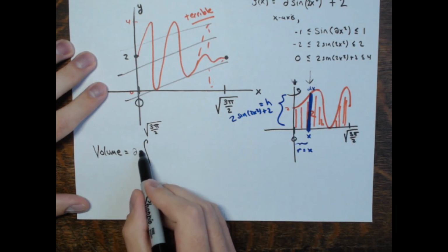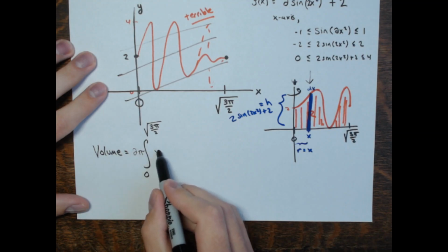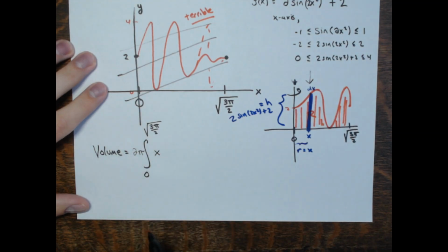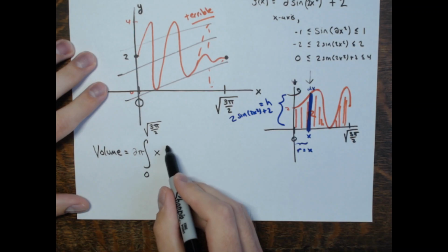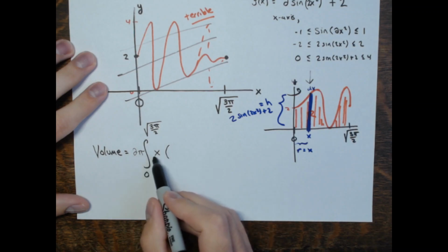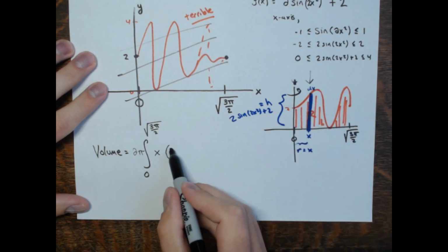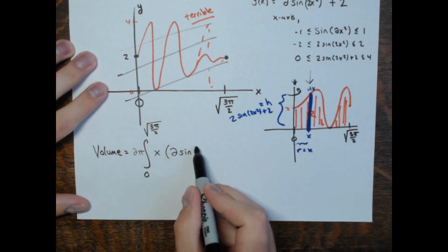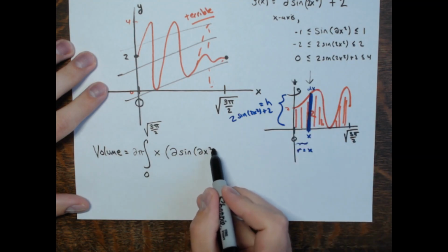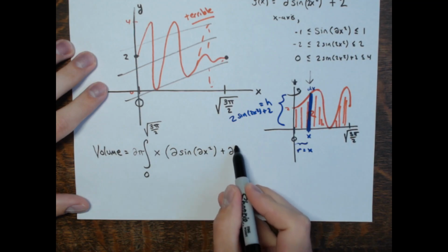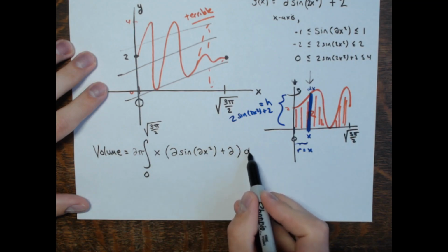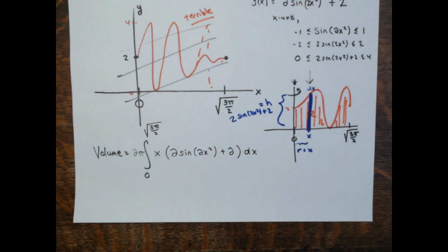So again, circumference 2 pi r. So 2 pi x, I pulled the 2 pi out, times the height, right? Circumference of the shell 2 pi r times the height, which we saw was just the curve, 2 sine 2x squared plus 2, and then times the thickness dx. Right, and let's go through and integrate this.